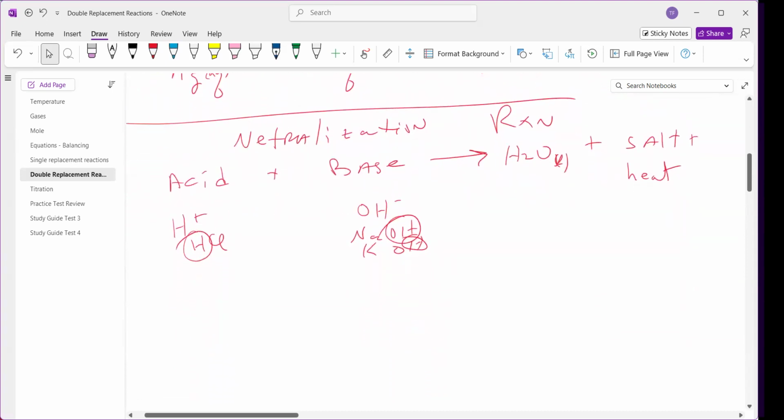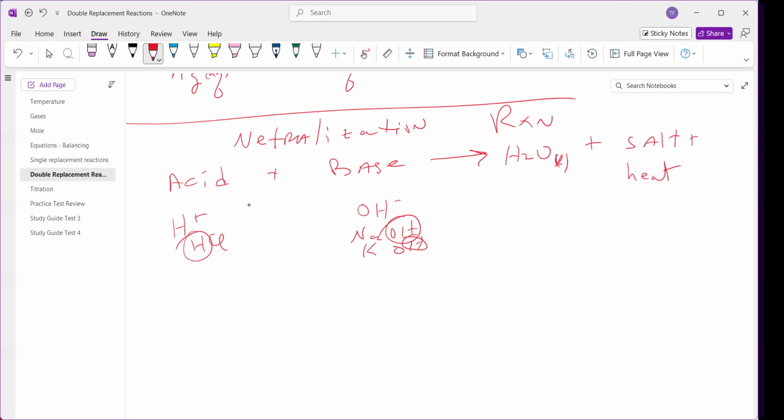Now, I mentioned neutralization earlier today. When neutralization occurs, that's between an acid and a base. An acid's H plus. A base is the opposite of an acid. It gives off a hydroxyl ion, OH. So when H plus and OH come together, it forms water.